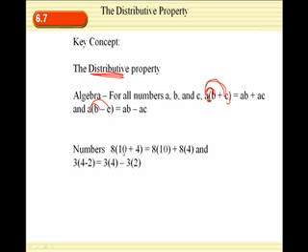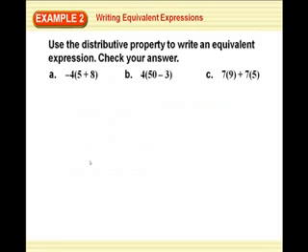So it's a little easier to see with numbers. This one you'd go 8 times 10 plus 8 times 4. This would be 3 times 4 minus 3 times 2. And you could do those out also. So it says use the distributive property to write an equivalent expression. Check your answer. So you're going to take this number on the outside and you're going to distribute it in, and I always make these two little loops to remind me to do it twice. So negative 4 times 5 is negative 4 times 5 plus negative 4 times 8.